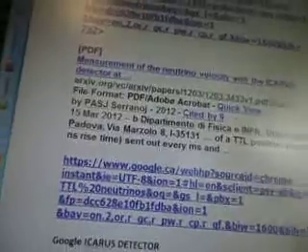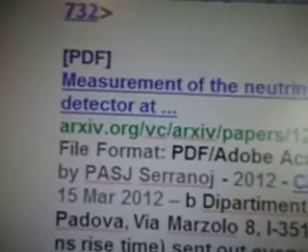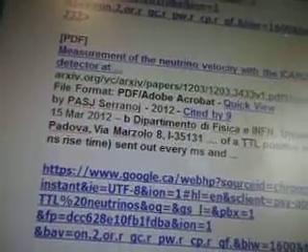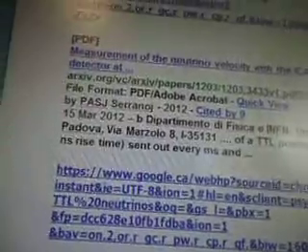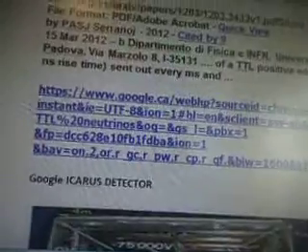A PDF file came up, measurement of the neutrino velocity with the ICARUS detector, and that's arxiv.org. And that's 2012, from March 2012. And it talks about the Department of INFN, University. So there's another link there.